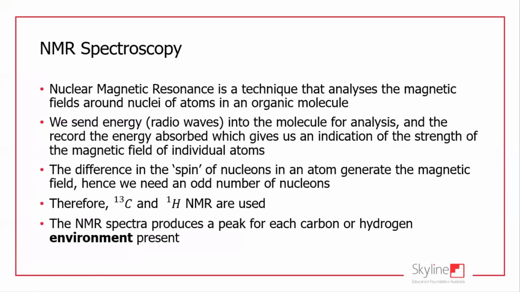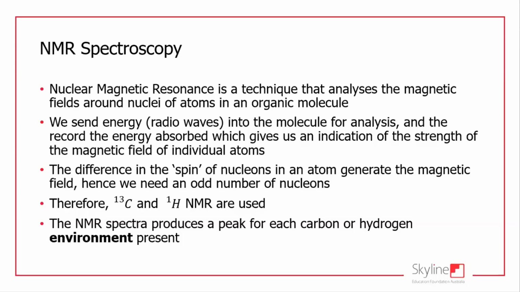Okay. Next up is NMR spectroscopy. So this here is a little more complicated. Nuclear magnetic resonance, NMR, is a technique that essentially analyzes the magnetic fields around the nuclei of atoms. So we send radio waves in, and the energy absorbed by the molecule gives us an indication of the strength of magnetic fields of individual atoms. It's a bit complicated, but essentially all you've got to know is that nucleons, like protons and neutrons, have spin. Spin generates a magnetic field, and we measure the difference in spin.